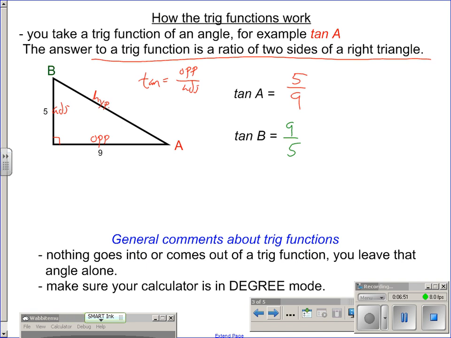All right, so we'll do a couple more examples of this, but this is the idea. You take the trig function of an angle measurement to equal a ratio of two sides. So in the case of the tangent function, again, it's the opposite leg divided by the adjacent leg.